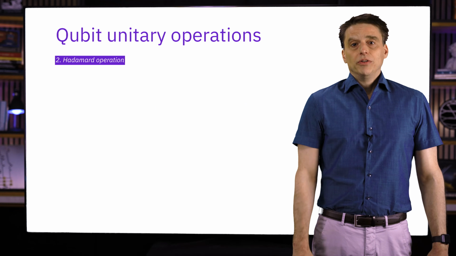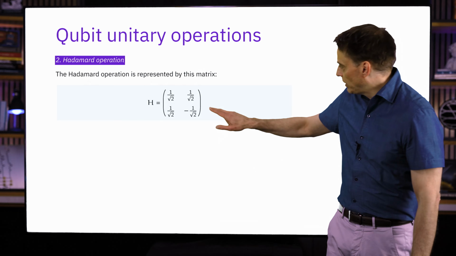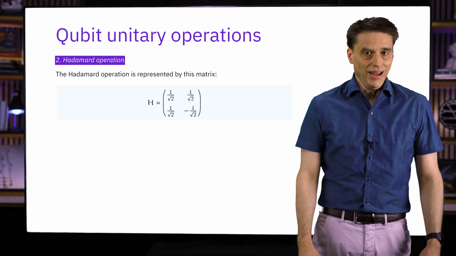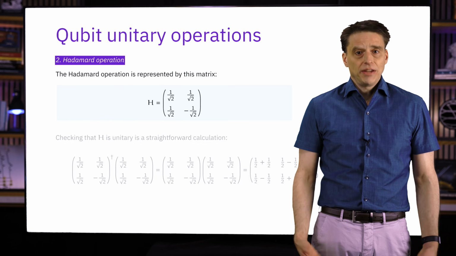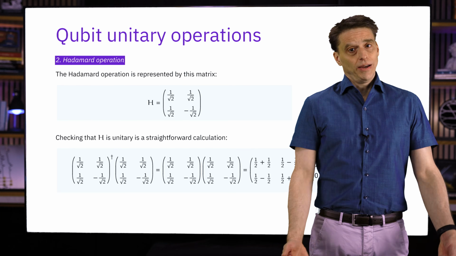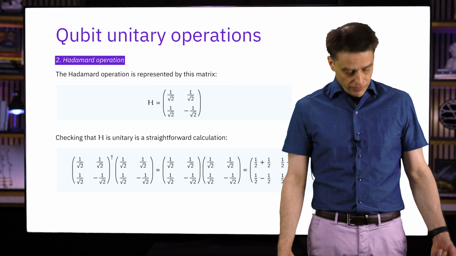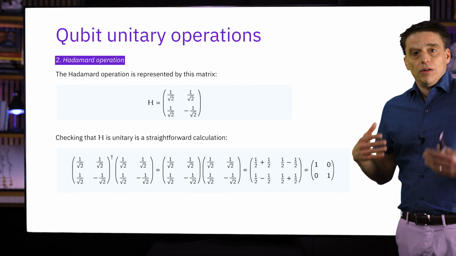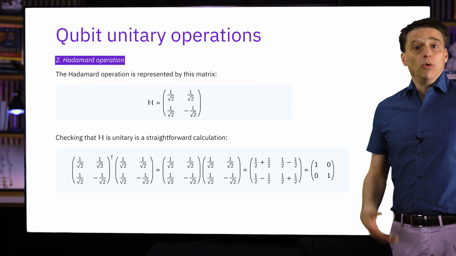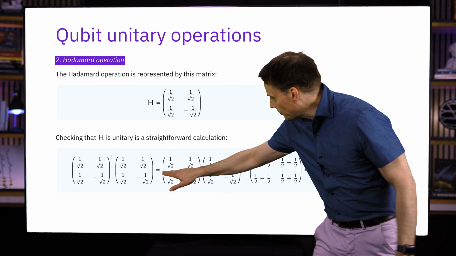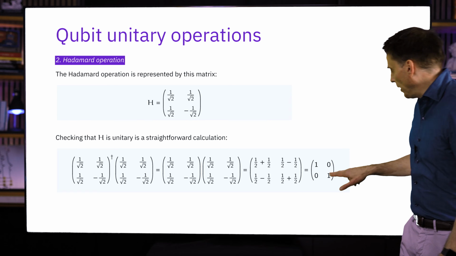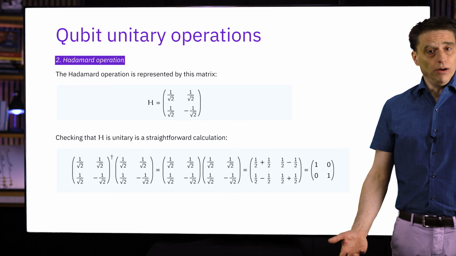The next example is the Hadamard operation, which is represented by this matrix right here, which is pretty much always named H. Checking that H is unitary is once again a straightforward calculation, which if I step out of the way, you can see right here. Similar to the Pauli matrices, H is its own conjugate transpose, so we have this equality right here, and when we perform the multiplication, we get the identity matrix as is required.